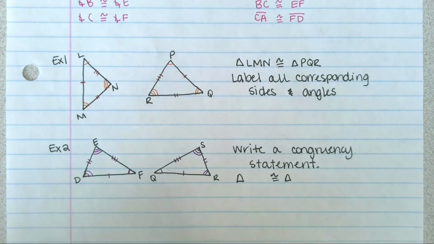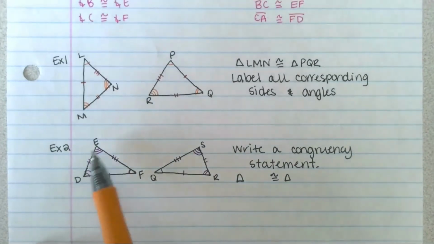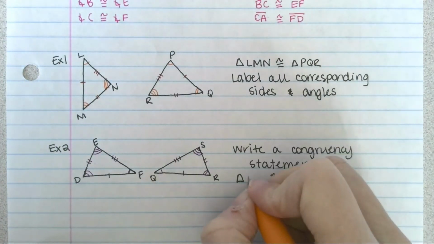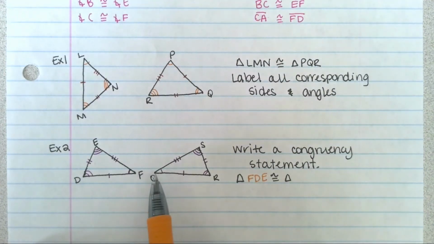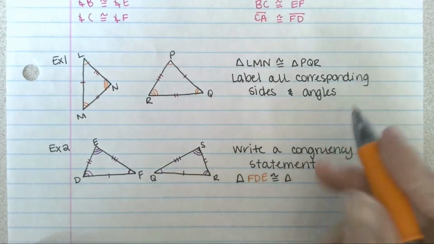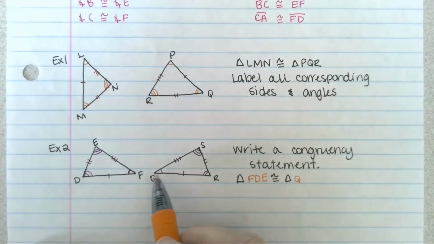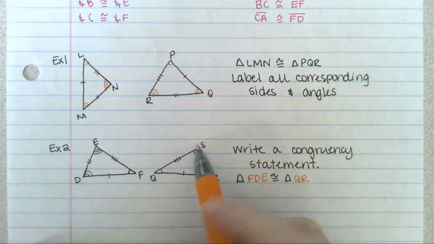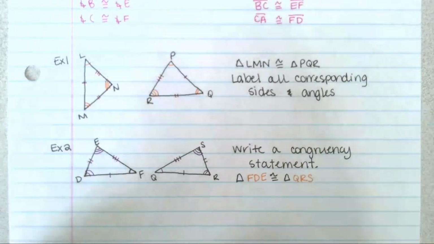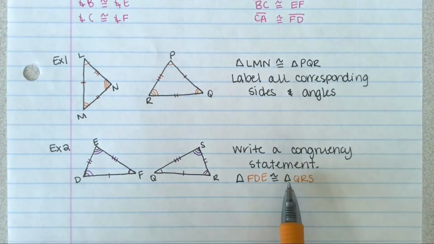Okay, when I do this, I like to look at the angle markings in order. So I start with the first one, then go to the second one, then the third one. So in order, that would be triangle FDE, congruent to F matches with Q, because they both have one mark, and then D matches with R, and then E matches with S. So triangle FDE is congruent to triangle QRS.